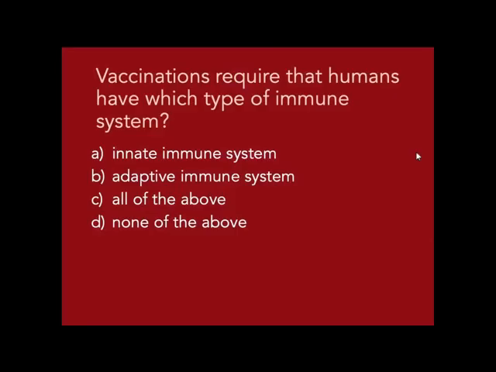All right, so vaccinations require that humans have which kind of an immune system? Oh, I guess you have to have an adaptive immune system so you can make them memory cells, right? Yeah. Do you have to have an innate immune system? I mean, I guess not. Right. Okay.